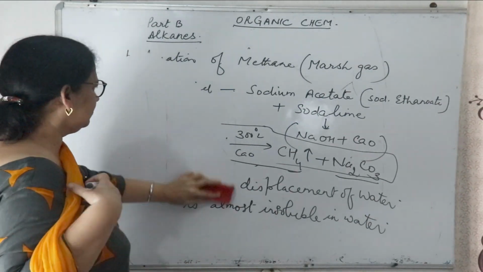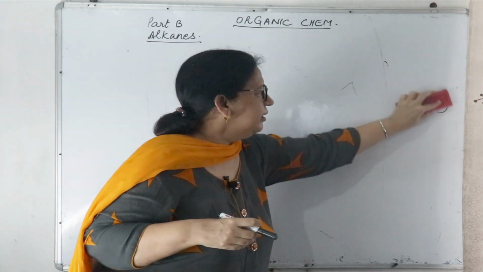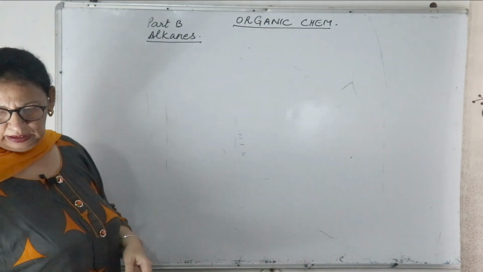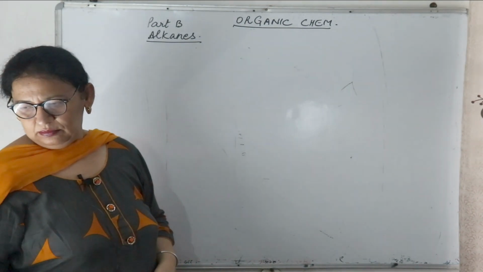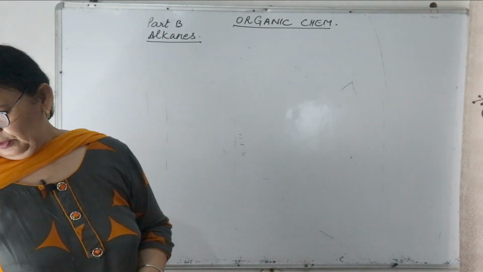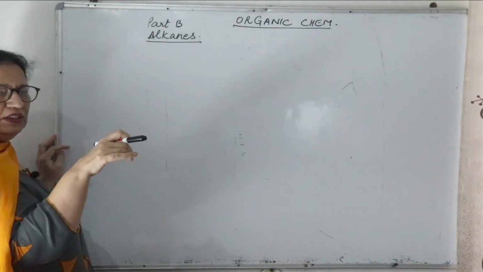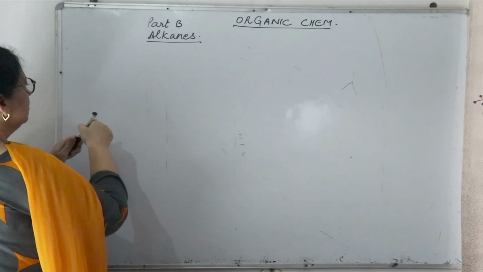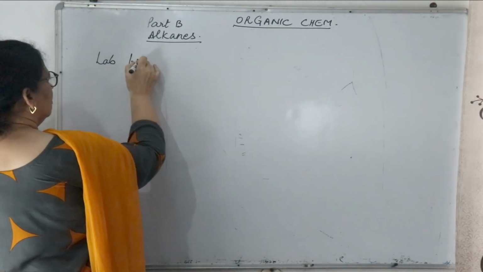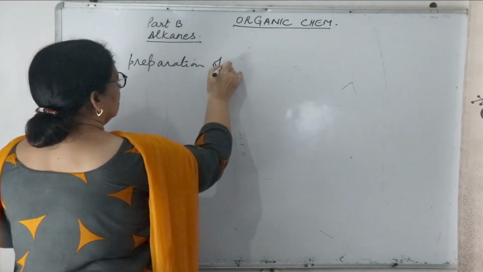Next, as I told you in homologous series, if we know the method of preparation of one compound of the series, we can make the other compounds. Let us do the lab preparation of ethane.